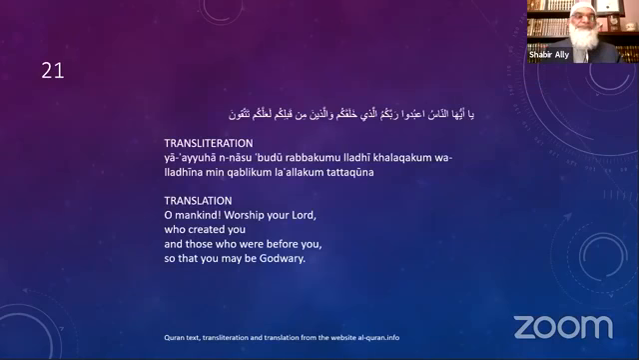So to continue, verse number 21. I will try to read it from the Arabic text, and those who are able to follow will follow from the Arabic text. And below that, you see the transliteration. You can follow from that as well. And then we'll look at the English translation.